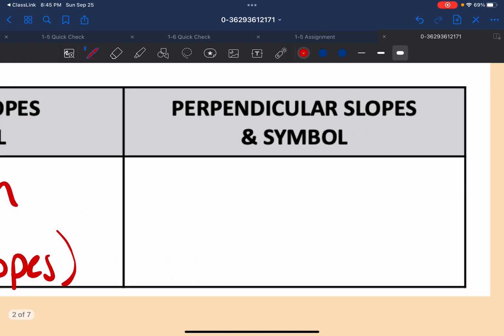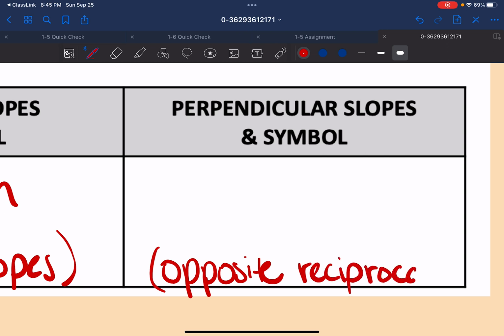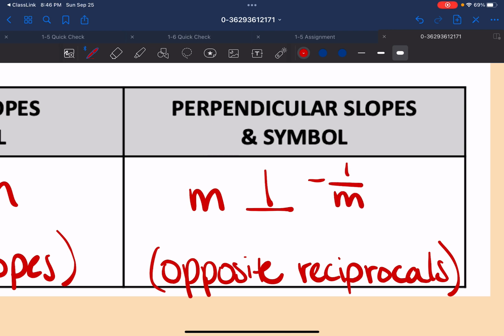But when they're perpendicular, remember we have opposite reciprocals. And what that means is we take our slope, and there's our perpendicular sign that we learned the other day. We're going to flip our slope, that's the reciprocal part, and change the sign. So we would say negative 1 over m. Reciprocal means we turn it into a fraction and flip it, and then change the sign. So if it's positive, now it's negative, now it's positive.